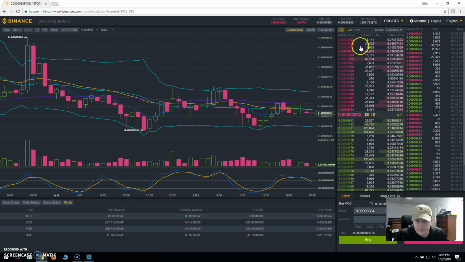So up here on this side, the pink numbers here is the sell book. So these are all the sell orders that are in right now. And you can see the amount of coin that they're selling and what the total is going to be in Bitcoin. Down here, these green ones are the buy orders. So the current price of this coin is 10 cents or 883 Satoshi.